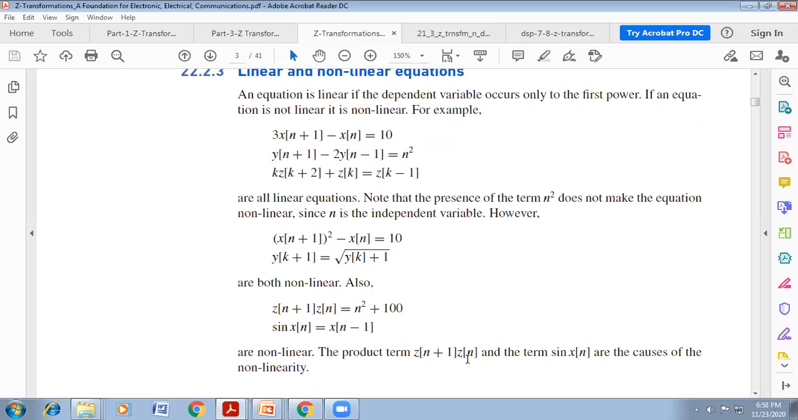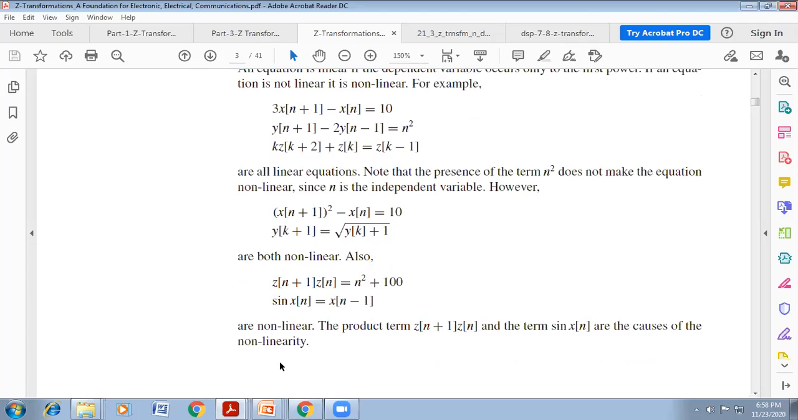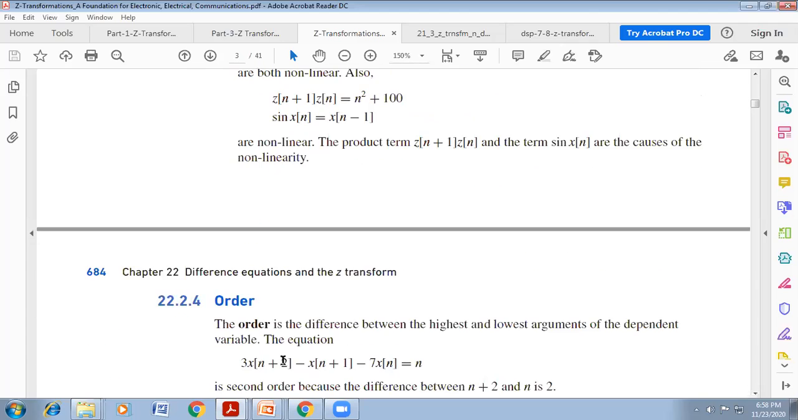Actually, there is a product, (n+1) into z_n. This is why this difference equation becomes nonlinear, because of this product. And the sine function, you must know, sin x_n is a cause of nonlinearity, because this is a trigonometric function.